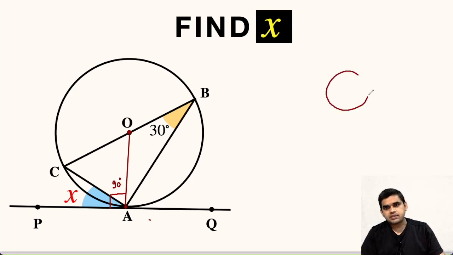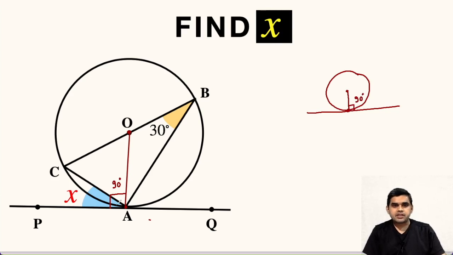So the theorem says that if we have a circle, this is the center of the circle, and we have any tangent drawn to this circle, this is the point of contact. So if we join the center with the point of contact, then this angle will be 90 degrees. So likewise, PQ is the tangent, O is the center, A is the point of contact. So if we join OA, then this line segment will be perpendicular to the tangent PQ.